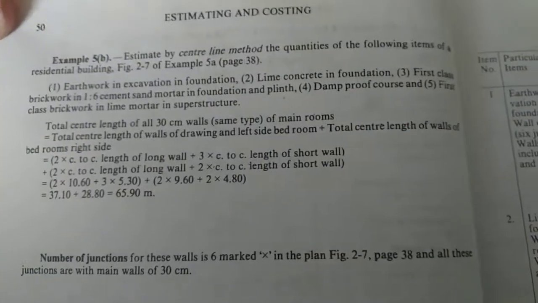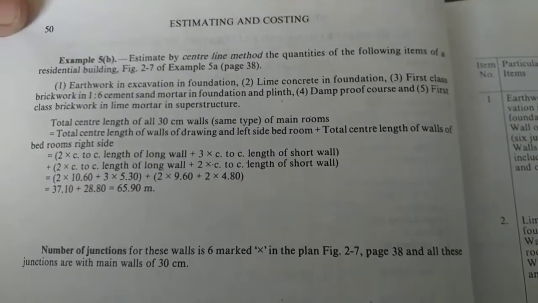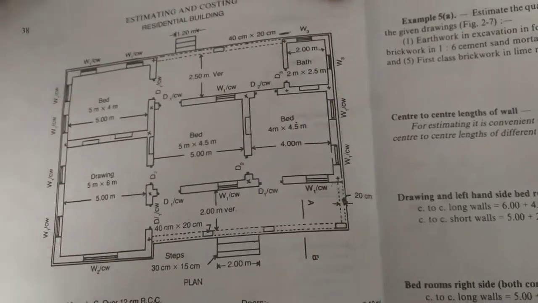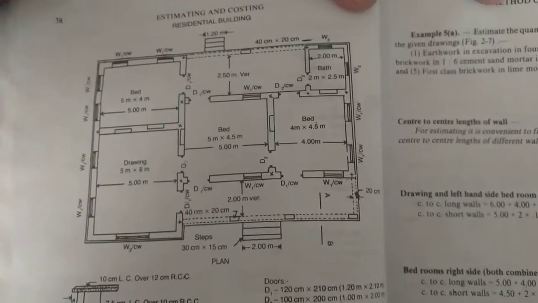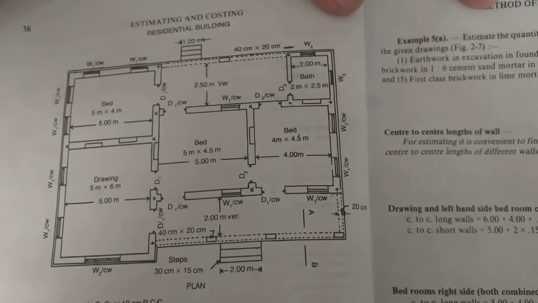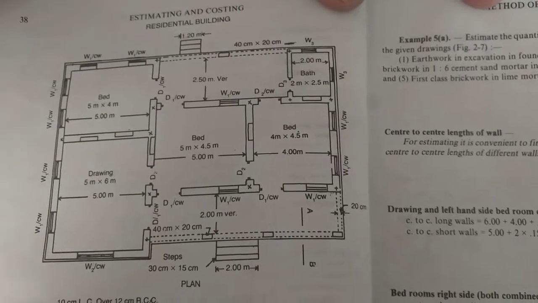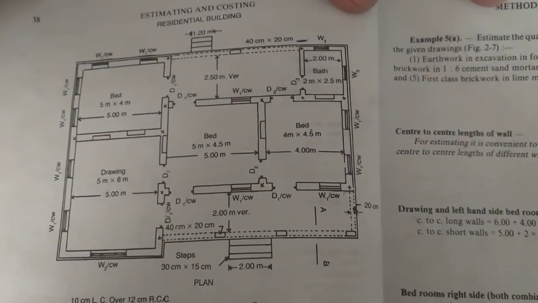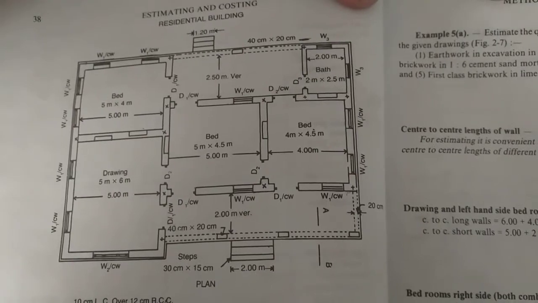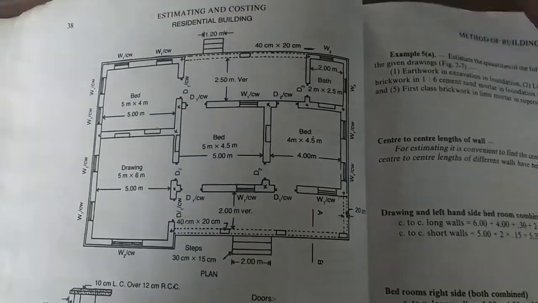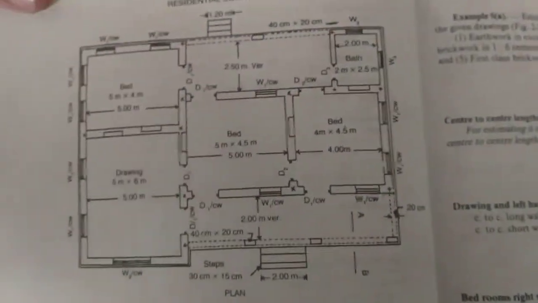So today we will talk about example number 5B of BN Datta. Let me show you the diagram of this problem. This is the complete plan of this exercise. In this building we will divide the walls into two segments: one is the 30 centimeter thick wall segment and the other is the 20 centimeter thick wall segment. We will calculate the total center lengths for these two segments separately.